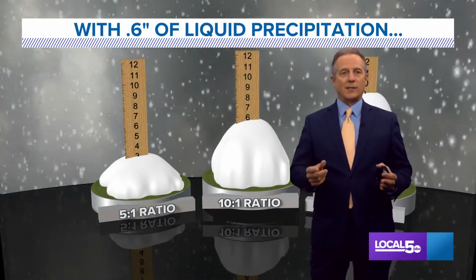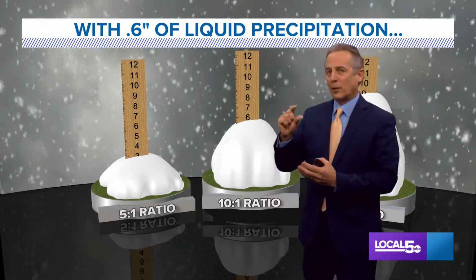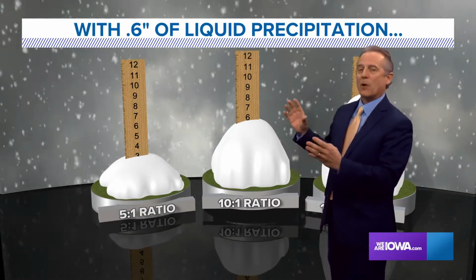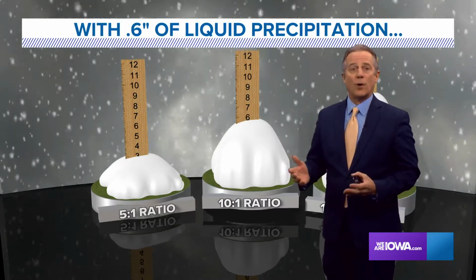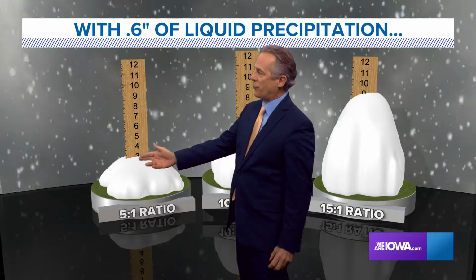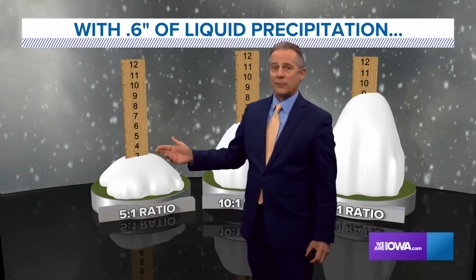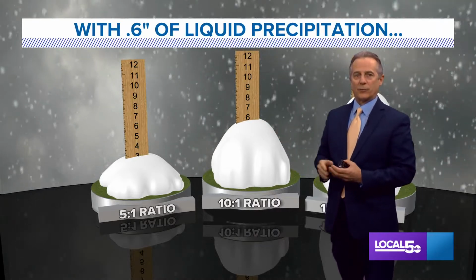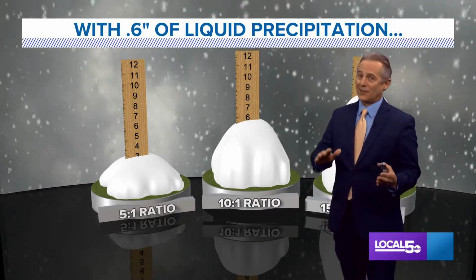Let's say we get 6/10 of an inch of liquid precipitation. So basically it's kind of like rain, but it's not rain, it's falling as snow. Now, if you have a 5-to-1 ratio, that is basically going to be half of that. So we're going to see 3 inches of snow if it's a 5-to-1 ratio. A 10-to-1 ratio is 10 times as much as that. So 10 times 0.6, you get 6 inches of snow.